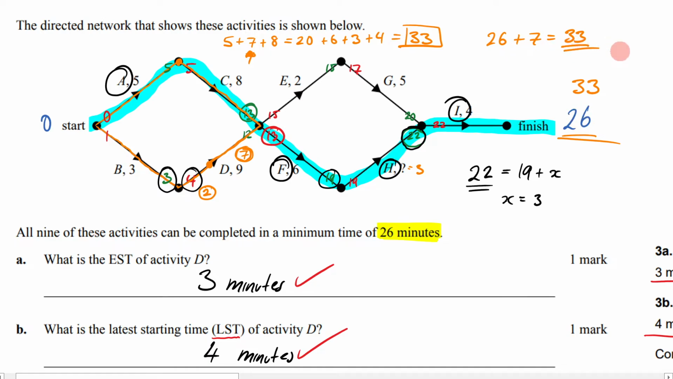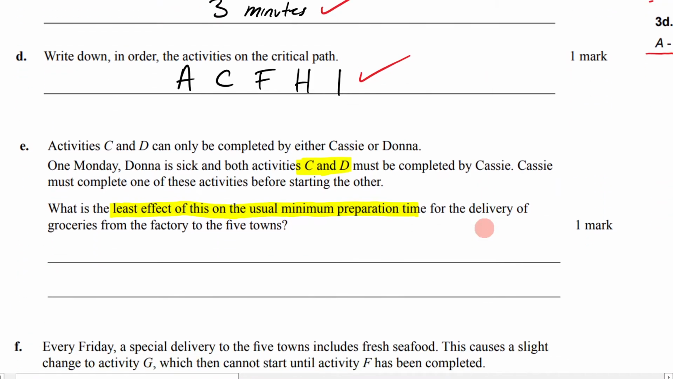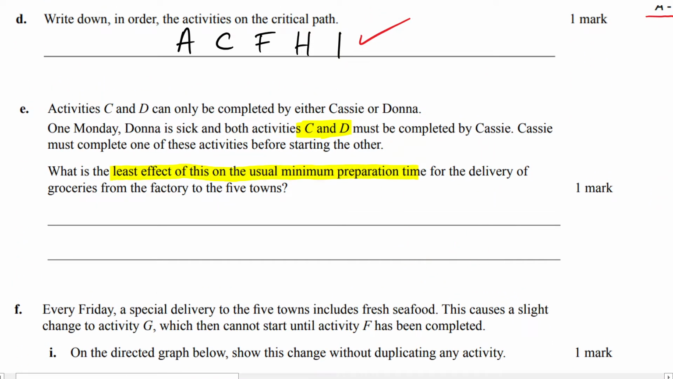Now, when we come to writing our answer, we have to be careful in what we write here, because we need to be really specific. Notice what it's saying. It's saying, what's the least effect of this on the usual minimum preparation time? So if I simply write 7 minutes or 33 minutes, I really haven't given enough information for them to know what I'm talking about. So be really full in your explanation here.